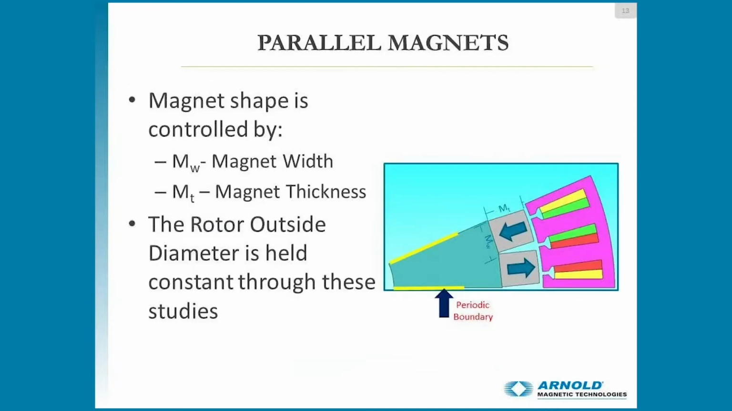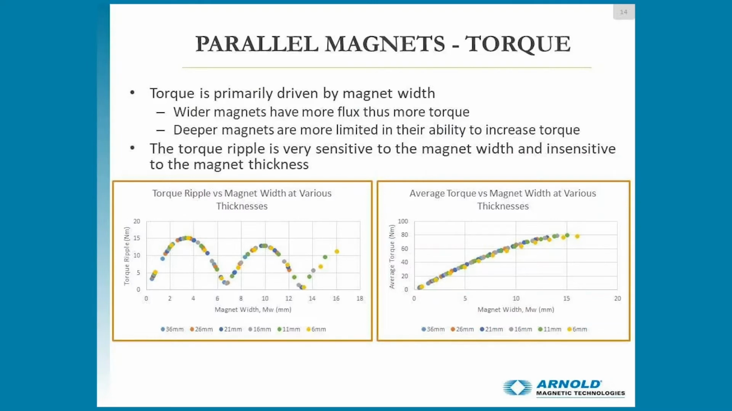So looking at just the parallel magnet configuration, you can see that the magnet shape is controlled by MW, the magnet width, which is shown on the screen, and also MT, the magnet thickness, which is shown on the image. The rotor outside diameter is held constant through the studies. So let's look at some of the results from this analysis, looking at the parallel magnet's torque.